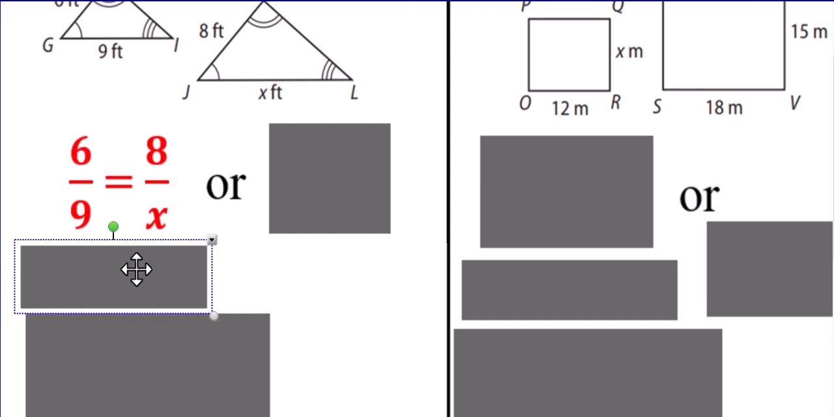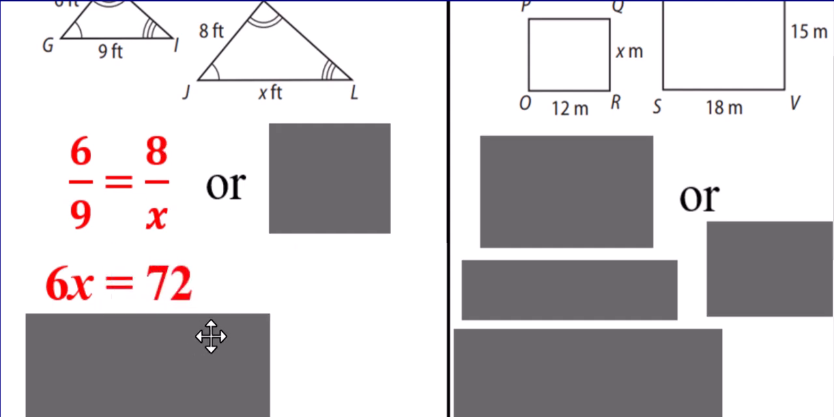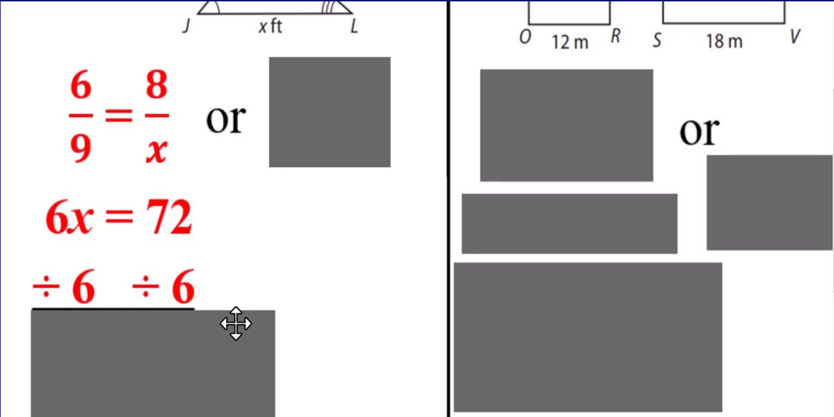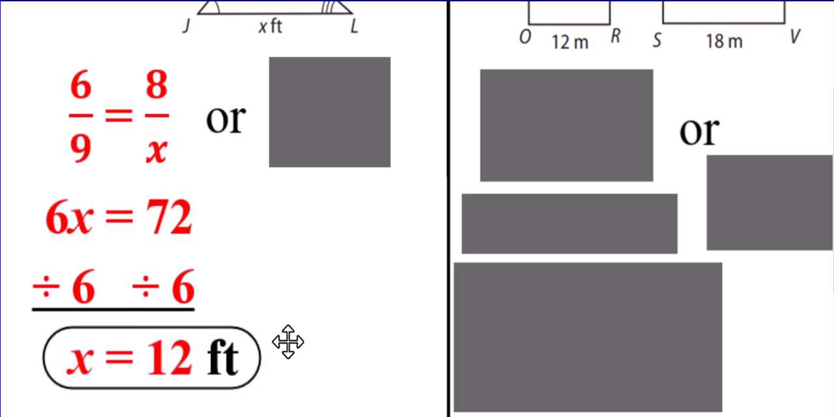Anyway, I'm just going to go ahead and cross multiply. x times 6 is 6x. 8 times 9 is 72. Divide by 6 on both sides. If I'm going too fast, hit pause in the video, catch up here. And that should give me 12 feet.